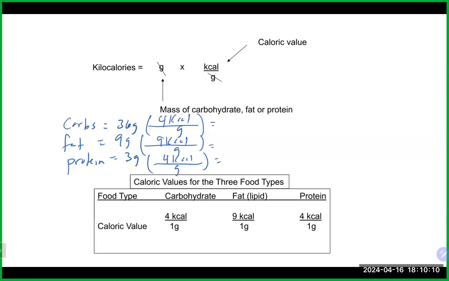If we do that, 36 times 4 gives us 144 kilocalories, or really nutritional calories. 9 times 9 is 81 kilocalories. And 3 times 4 is 12 kilocalories. You add all those together, 144 plus 81 plus 36, it's about 261 calories per serving. How did I do? Close? They usually round down.